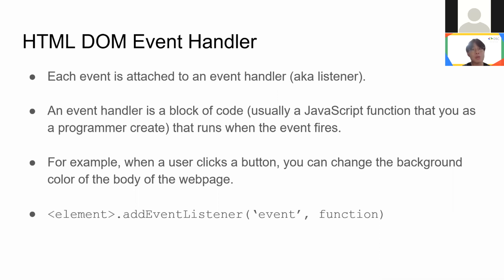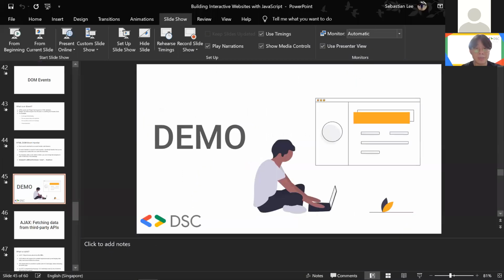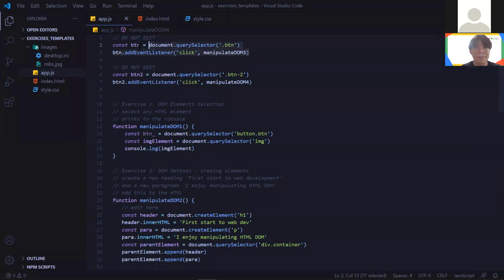For every event, you want to attach an event listener. An event listener is a block of code, like the manipulateDOM you saw just now, that runs when the event fires. So the manipulateDOM function is actually an event handler. When you click the button, this function fires. You can add an event listener using addEventListener, with the event itself, like click, submit, keydown, keyup, and then the function that you want to run upon this event. This is an example of an event listener.